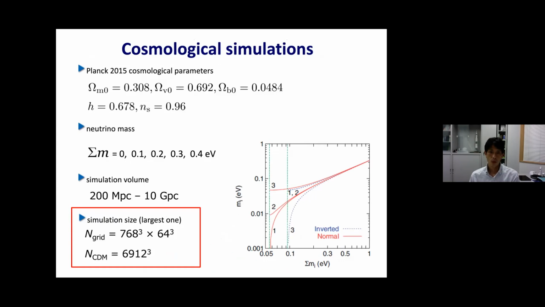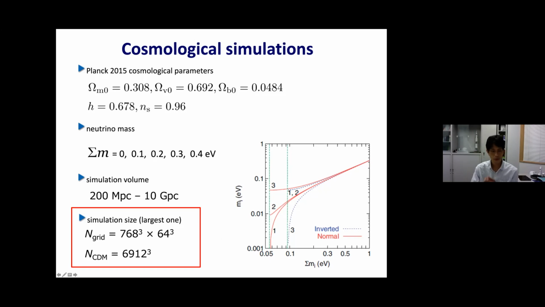We ran cosmological simulations for the best-fit cosmological parameters, and then we varied the neutrino mass, because in the end we want to discern the subtle effect caused by the neutrinos. We also varied the simulation volume from 200 megaparsec to 10 gigaparsec or so. This is the largest simulation we could perform on the currently available computer. So this is the craziest number: even for the CDM particles, we used about 7,000 to the power of 3.